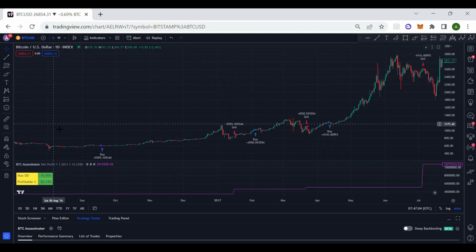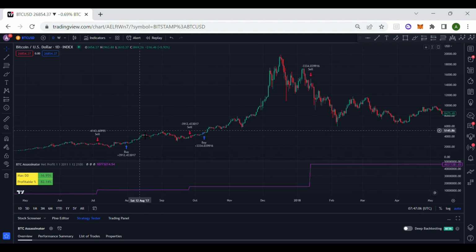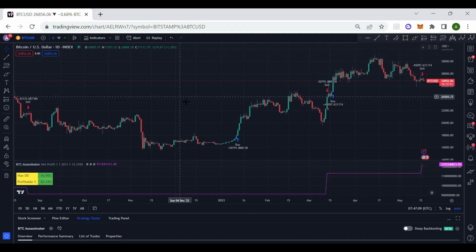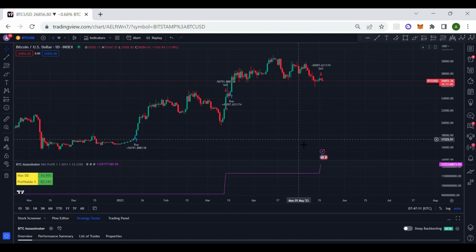So over time, the strategy, the Bitcoin Assassinator, works even on a sample that it wasn't tested on. This is the beauty of the Bitcoin Assassinator.